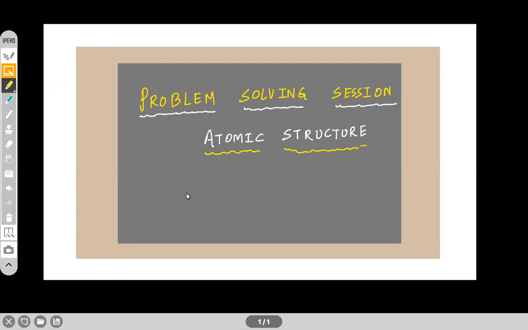Welcome to the session. Today we are going to solve some problems based on the chapter Atomic Structure. The session is going to help you in your coming exams like KVPY, JEE, and all of the competitive exams, right? So do watch it. We'll start with the questions. If you want to try the question on your own, you can pause the video anytime and try on your own, right? Okay, let us start with the session.